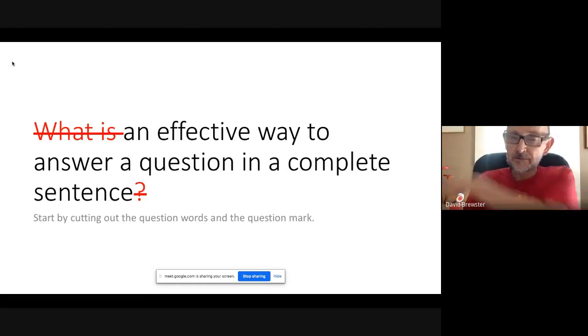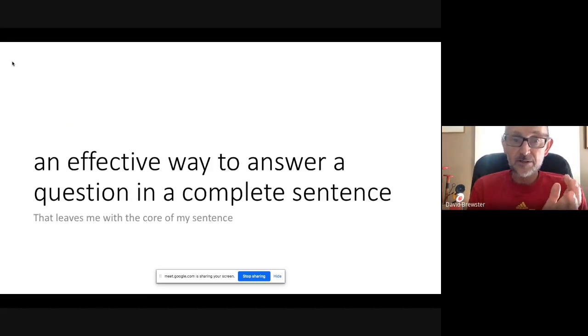So the original question: what is an effective way to answer a question in a complete sentence? I can start turning the question around by cutting out the question words and the question mark. And you can see I've done that in red here. I'm left with just the core of the question, the part I'm going to use in my answer. So what I'm left with, an effective way to answer a question in a complete sentence, is the core of my sentence. Now, I'm not done yet. I haven't really answered the question yet, and I haven't turned it into a sentence yet. But that's coming up. That's what I start with. Just get rid of the question stuff, the question words, the question mark.